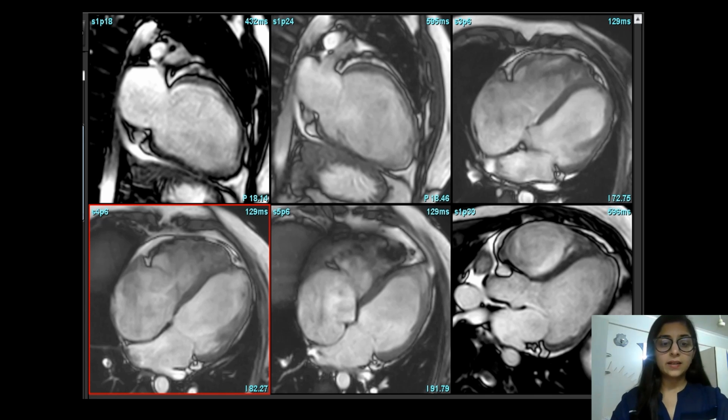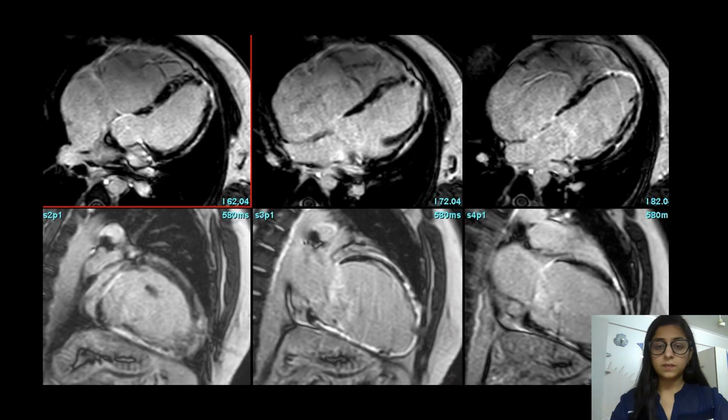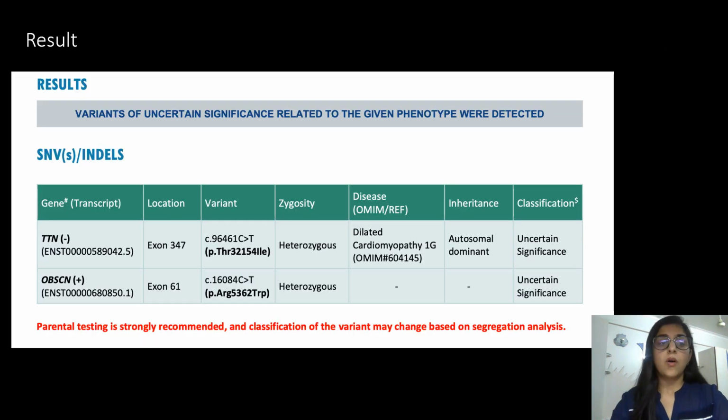Here we see a dilated heart with poor ejection fraction and some hypertrabeculations. Here we see near transmural LGE along the inferior wall. We should notice that this LGE is not restricted to a coronary territory and immediately think that this is something abnormal. On genetic testing, we found the Titin gene positive and OBSCN gene positive.